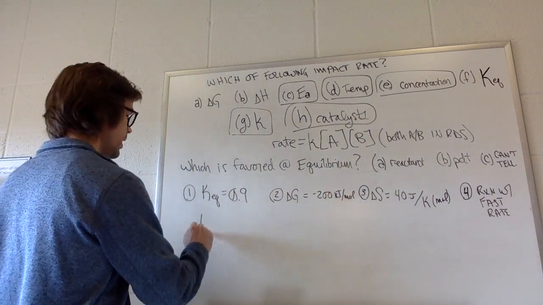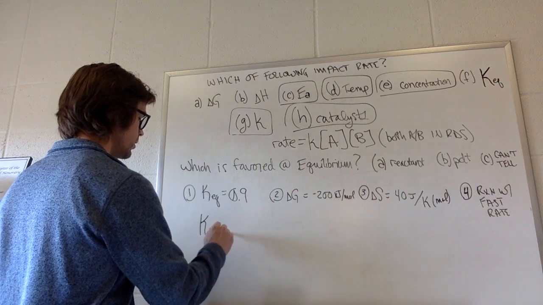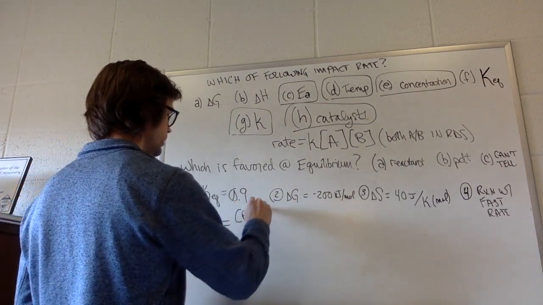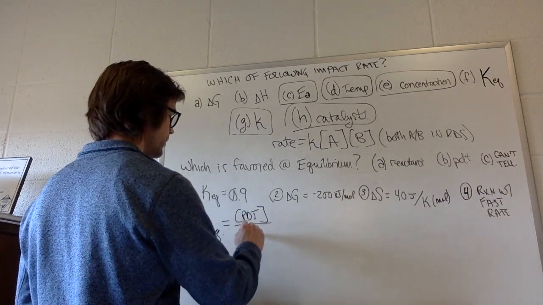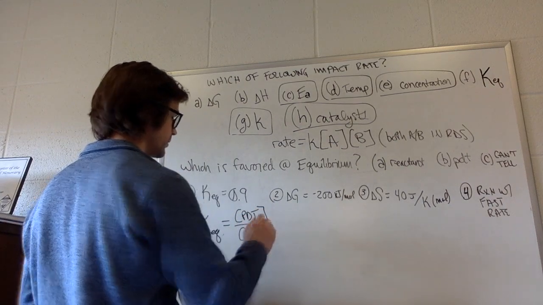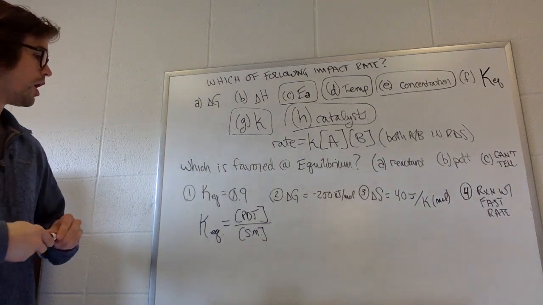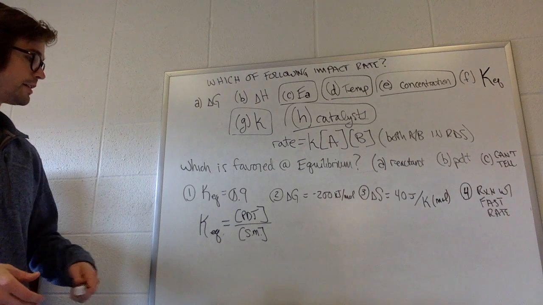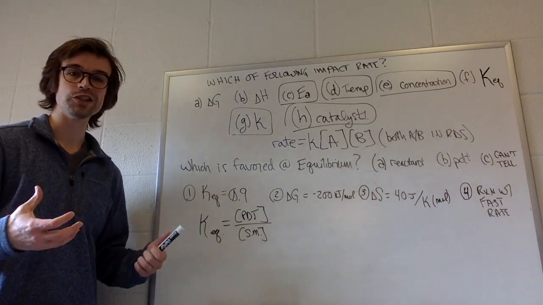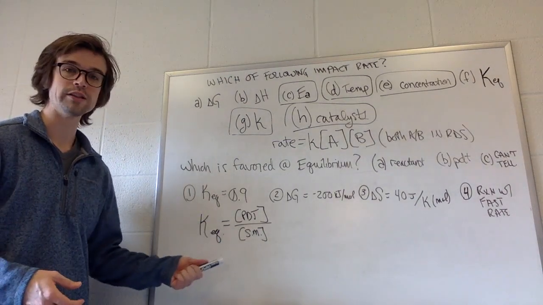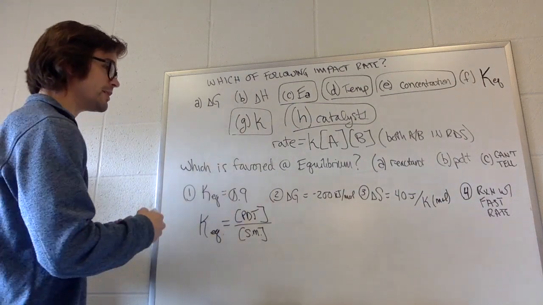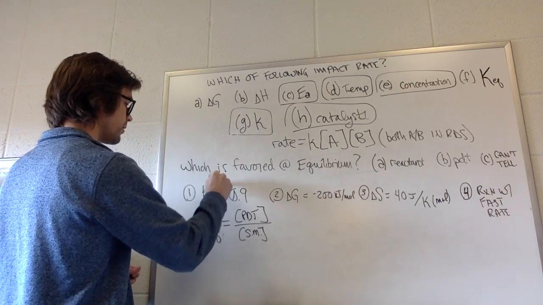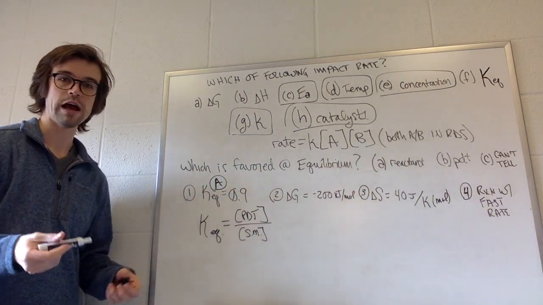Keq, what does that equal again? Keq equals the concentration of the products over the reactants. And obviously, often I say starting material instead of reactants. It's faster to draw. So if Keq is 0.9, that tells me that the starting material is larger than the products in this equation. So what that means is that the starting materials, the reactants, A, are favored if Keq is equal to 0.9.